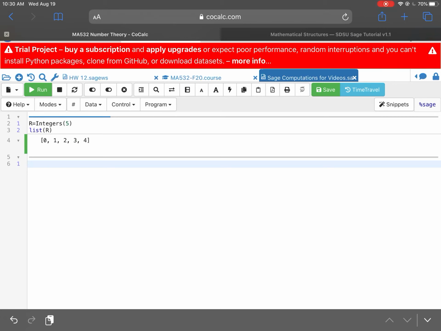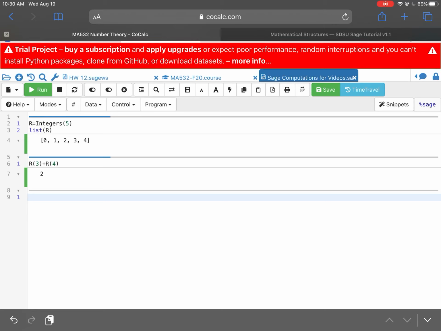And I can also do modular arithmetic. So what do we take for granted? I know that 3 plus 4 is 7, but the remainder when divided by 5 is 2. So I expect 3 plus 4 to be 2 in this ring. So if I do R of 3 plus R of 4, I expect it to spit out 2, and it does.